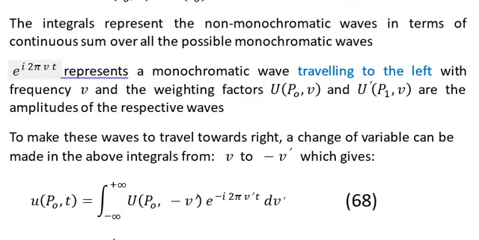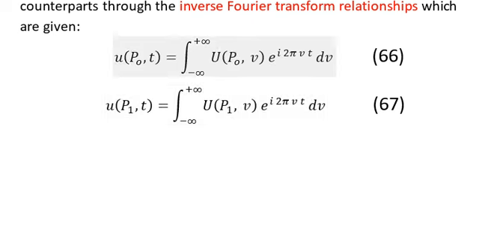And you know that e to the power iota 2 pi nu t represents a monochromatic wave traveling to the left with the frequency nu, and the weighting factors u of p naught nu and u prime of p1 nu are the amplitudes of the respective wave. So you see that here in principle we are summing the waves in equation number 66 and in equation number 67, with u of p naught comma nu the amplitude or the weighting factor for that plane wave, and similarly u of p1 comma nu the amplitude or the weighting factor for the plane wave being summed up in equation number 67.